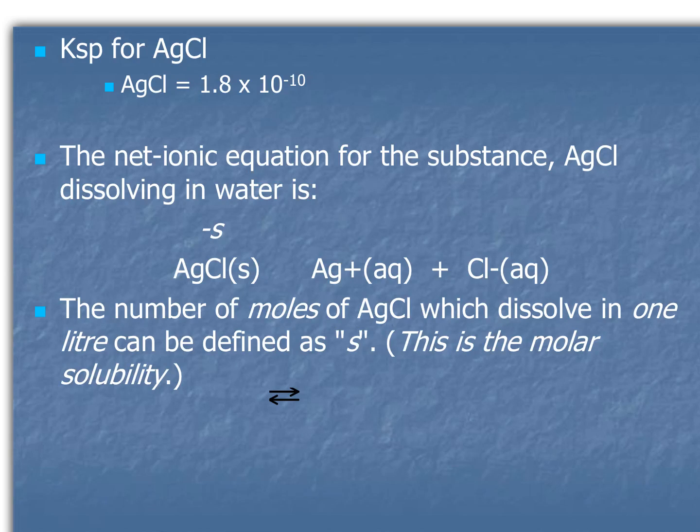So if I was given the Ksp for silver chloride, AgCl, I could write the net ionic equation: solid AgCl in equilibrium with its ions, Ag plus and Cl minus, aqueous, aqueous. Make sure it's balanced, 1, 1, 1, 1. The number of moles of AgCl which will dissolve in 1 liter, meaning the molarity change for AgCl, is going to be defined as S, S being its solubility.